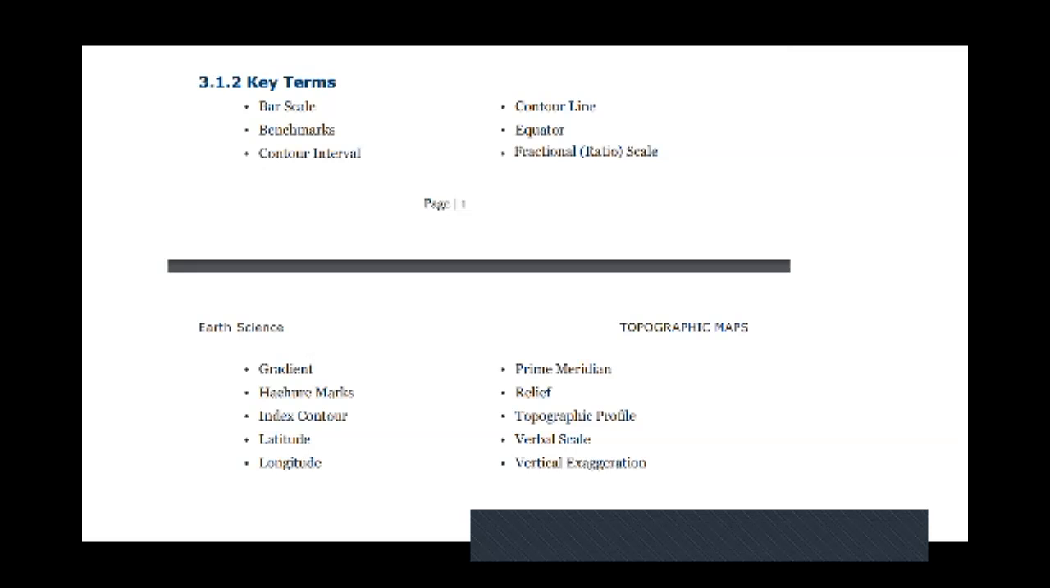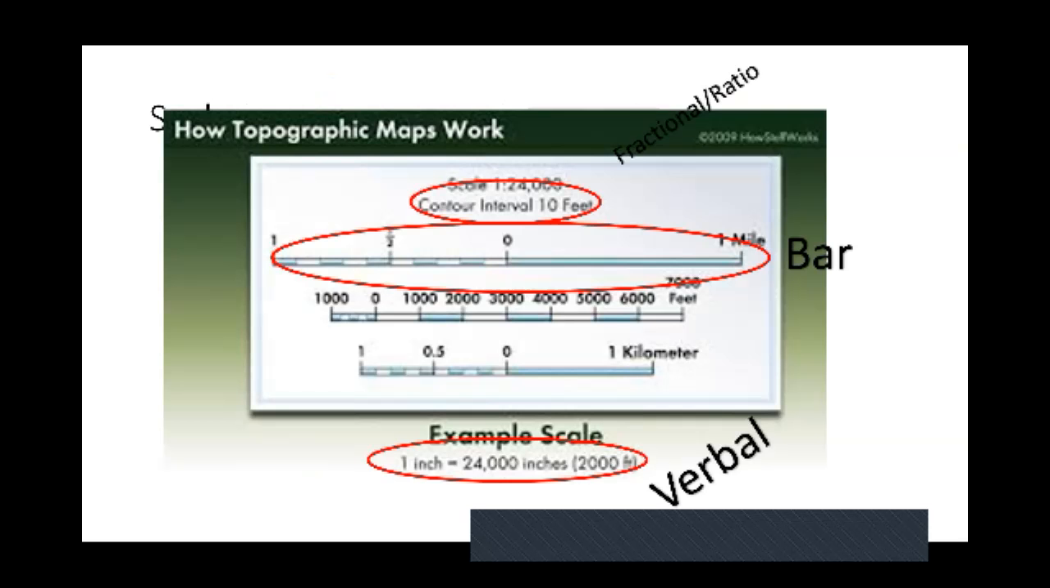So here are some of the key terms that we're going to be dealing with in this lab. And so we've already talked about longitude and latitude. The prime meridian is, again, a line that runs from the North Pole to the South Pole and the starting point of longitude, and the equator is the starting point of latitude. So what we're going to be dealing with now is scale.